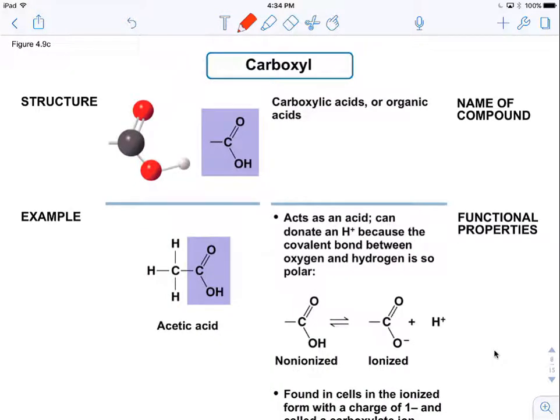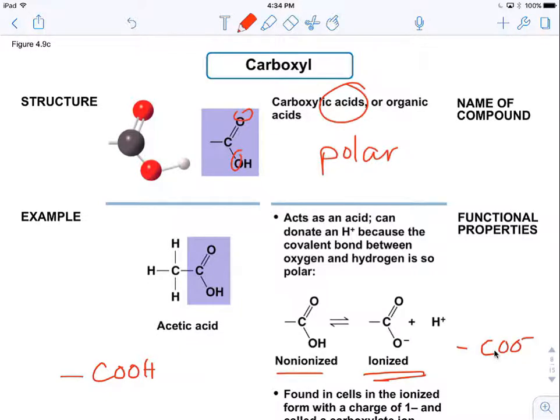Here's our carboxyl. Again, lots of oxygen, so polar as all get out. Definitely hydrophilic. Carboxyl groups form acids, carboxylic acid, when they are in organic molecules. And they are usually written in the ionized form. So you'll see them kind of abbreviated sometimes like this. So that would be the non-ionized, and the ionized would be written like that. So these are the same thing.